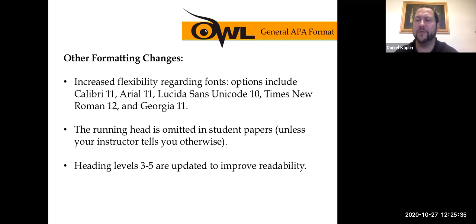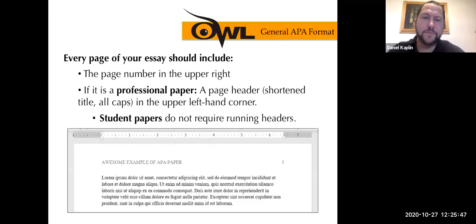And then the levels of heading were changed for levels 3, 4, and 5, which we'll talk about a little bit later. And that was done to increase readability. So again, every page of your essay should have a page number on the top right. So you'll see on the right, this is page number 5. If it's a professional paper, you have to have the header, the page header. Notice there's no words running head. That was pulled out, and I'm going to mention that and show that as we go forward.